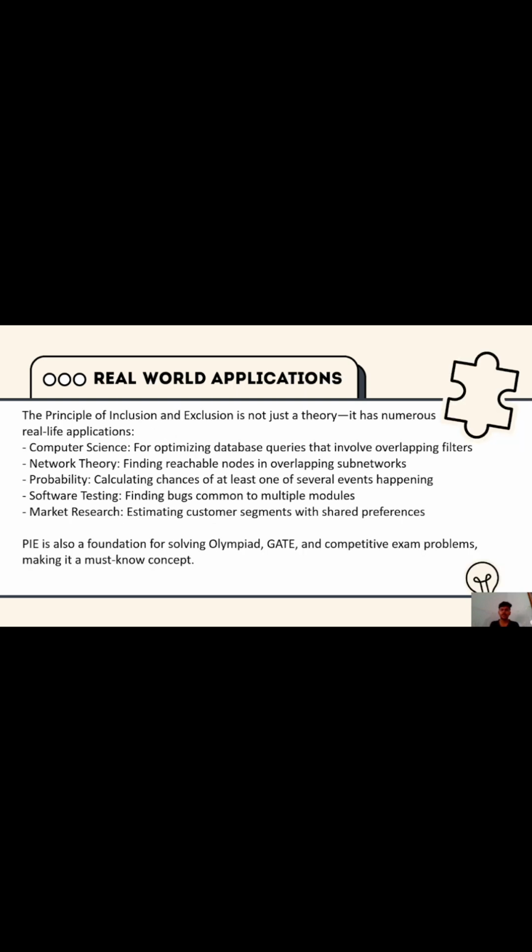Some real world applications: the principle of inclusion and exclusion is not just a theory thing, it has numerous real life applications. It is used in computer science for optimizing database queries that involve overlapping filters, in network theory for finding reachable nodes in overlapping subnetworks, in probability for calculating chances of at least one of several events happening, in software testing for finding bugs across multiple modules, and in market research for estimating customer segments with shared preferences. PIE is also a foundation for solving Olympiad, GATE, and other competitive exams, making it a must-know concept.